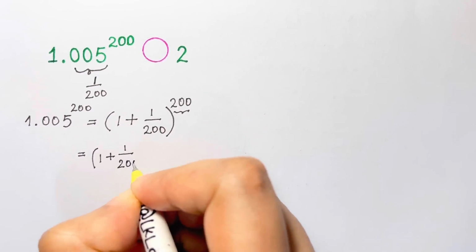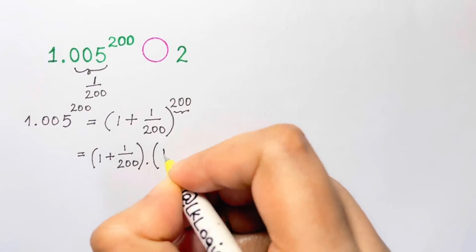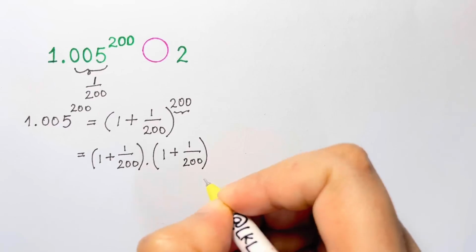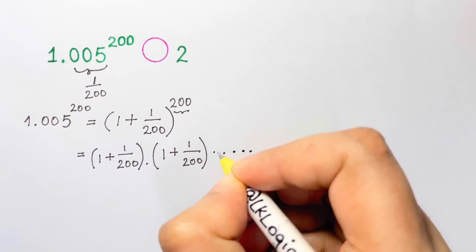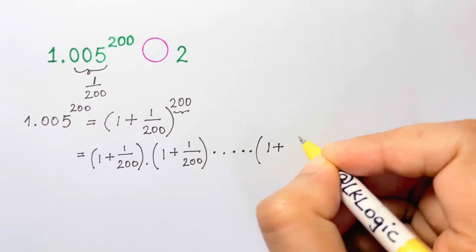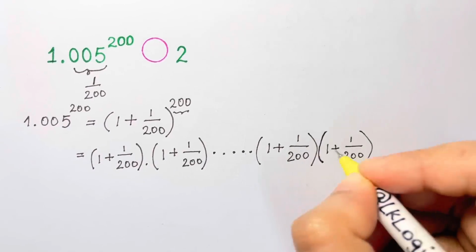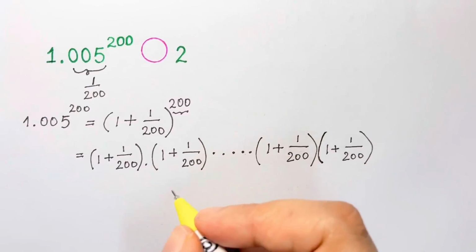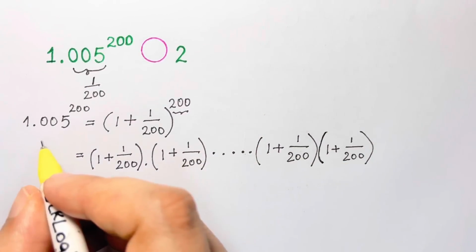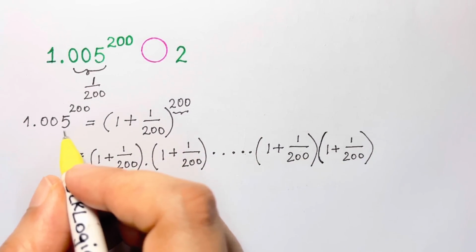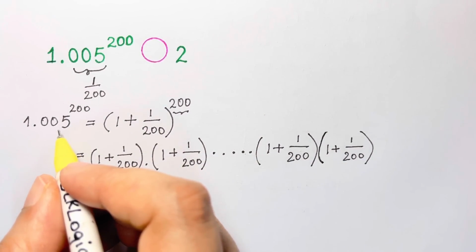First one, 1 plus 1 over 200. Second one, 1 plus 1 over 200. Just write some of them. Now I have a question. How many 1 plus 1 over 200s are there? Of course, 200, because the exponent is 200. We have already analyzed this, which is the left hand side, 1.005 to the power of 200.